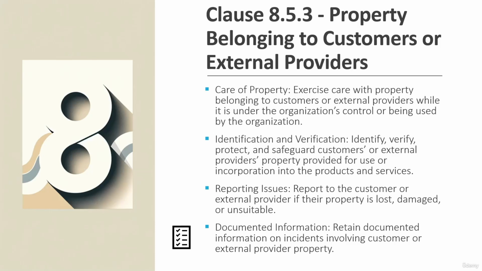So in these two scenarios, what you received from your customer is something. In one case, you received information. In the second case, you received some physical products. These are customer properties. These need to be controlled. So this particular clause, 8.5.3, is related to the property belonging to the customer or external providers. Now, what are the requirements related to that? One thing is obvious: as an organization, you will take care of the thing which is provided to you by your customer. You will take due care of that when it is under the control of this organization. And then you need to have identification, verification, and protection related to all the items, all the products, all the information which is provided to you.